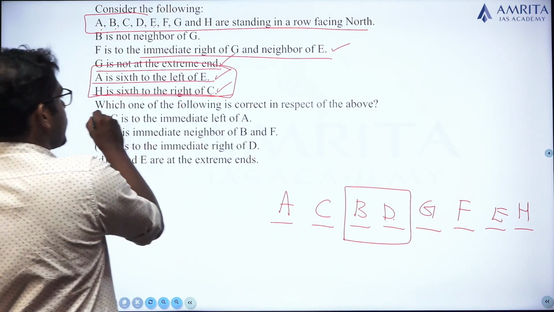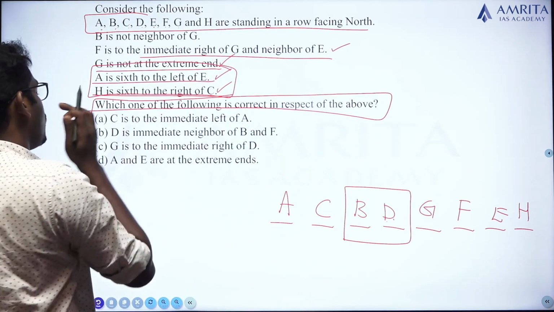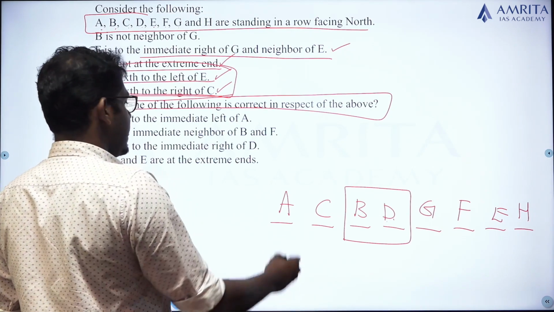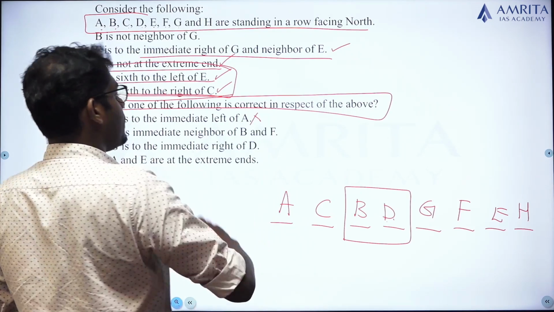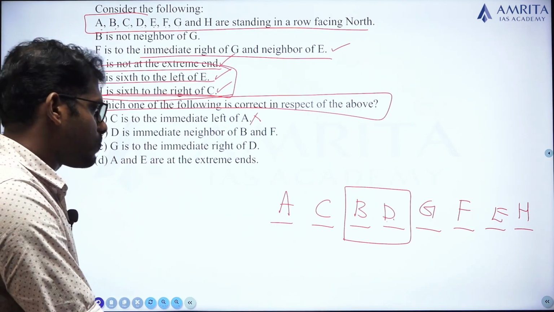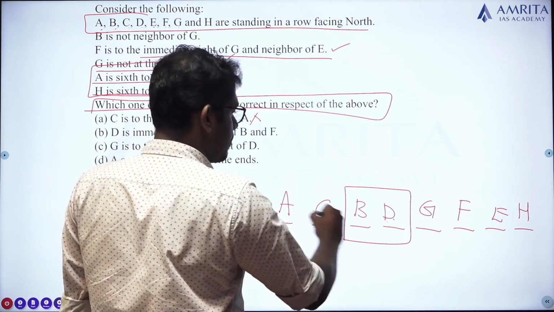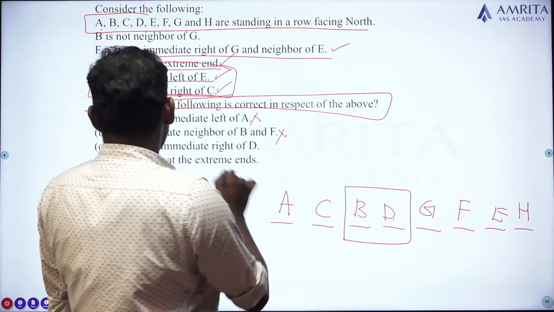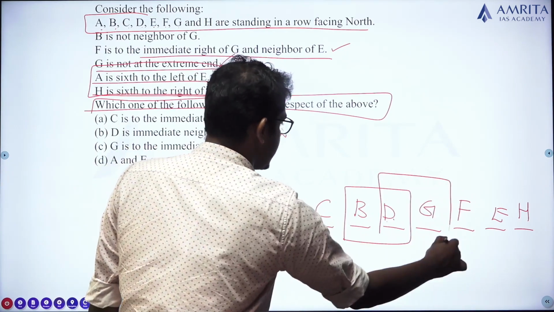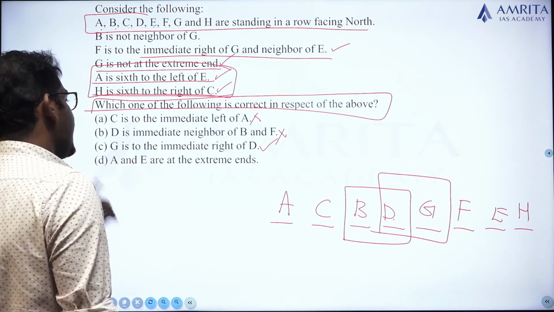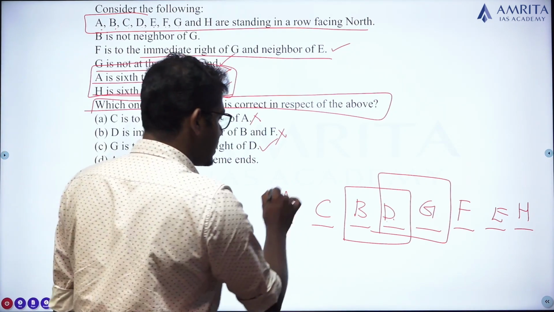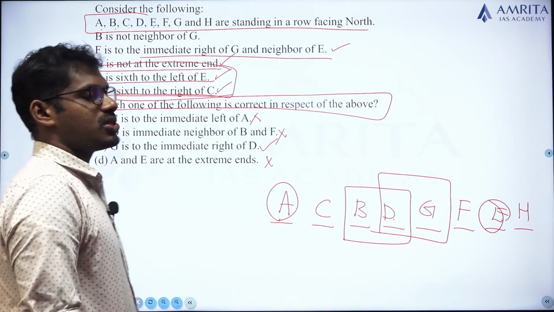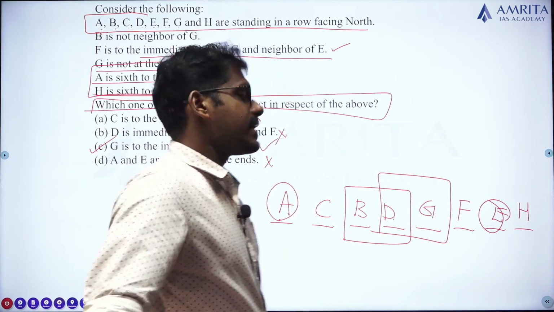Now the question is, which one of the following is correct in respect of the above? C is to the immediate left of A. No, it is the immediate right of A. D is immediate neighbor of B and F. No, it is not correct. G is to the immediate right of D. Yes, that is correct. A and E are at the extreme ends. No, A is at the extreme end, but E is not. So it is also not correct. So the only correct option is option C. Clear? So option C is the correct answer for this question.